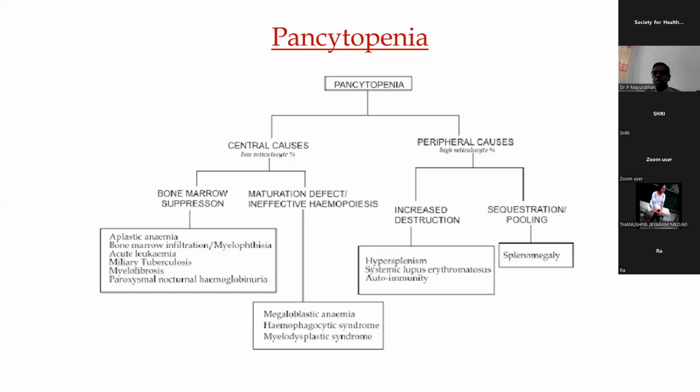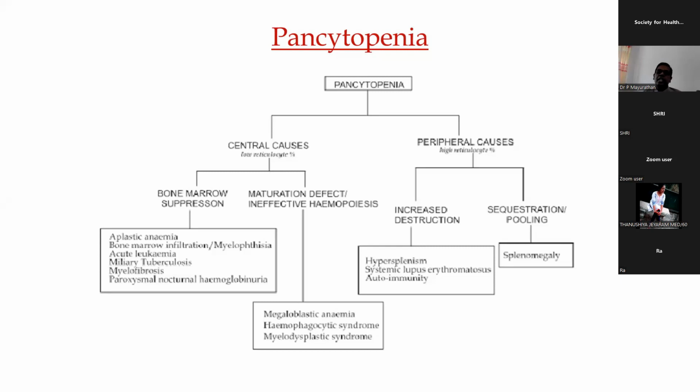Peripheral causes may be due to hypersplenism or autoimmune or antibody mediated breakdown of cells. Central causes may be due to bone marrow problems, maybe aplastic anemia or bone marrow related malignancies, sometimes bone marrow infiltrations, or simply bone marrow suppression. Simply uremia can cause bone marrow suppression. TB, disseminated TB, can cause bone marrow suppression, and myelofibrosis or bone marrow related malignant conditions, and megaloblastic causes like B12 deficiency and hemophagocytic syndrome. So those are very rare possibilities of pancytopenia.